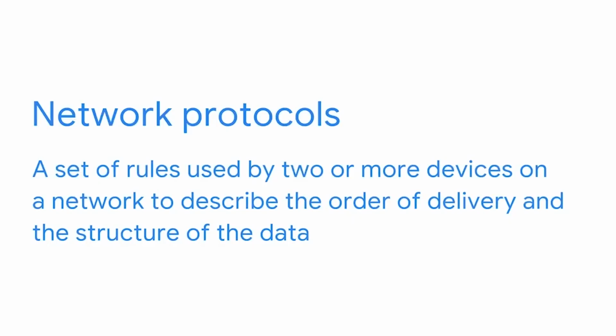Networks benefit from having rules. Rules ensure that data sent over the network gets to the right place. These rules are known as network protocols. Network protocols are a set of rules used by two or more devices on a network to describe the order of delivery and the structure of the data.